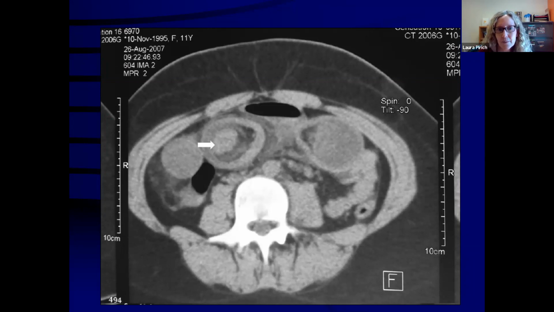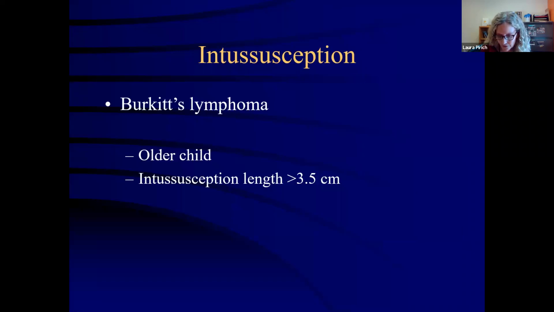And this is just an abdominal x-ray showing an intussusception in someone who did have a Burkitt's lymphoma as that lead point. And you can diagnose an intussusception often on ultrasound as well as CT scan. So remember, older child, and the length of the intussusception: the longer the intussusception length puts you at increased risk of it actually being a tumor or something more significant than your classic intussusception.